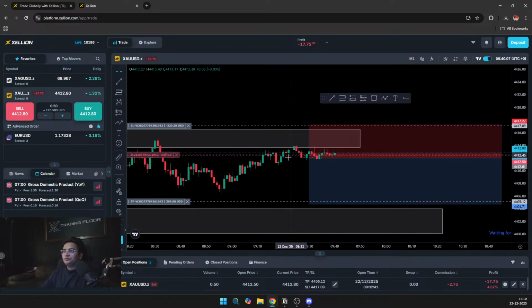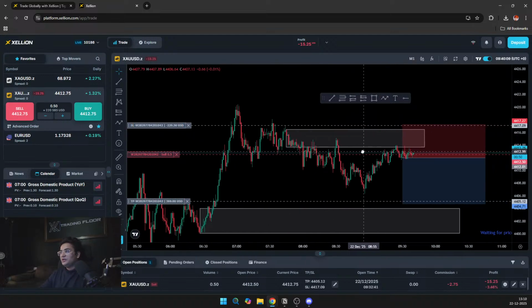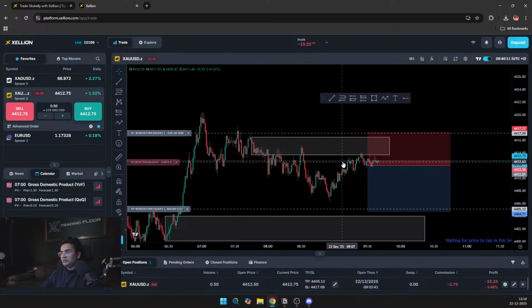We took a 1 minute time frame. Yeah, we are ranging at the moment. We don't see anything here. We're just ranging. So we need a break of structure and then continuation, something like that.